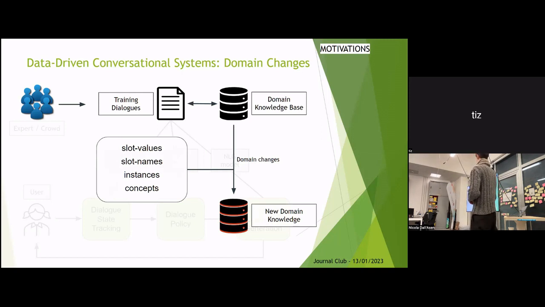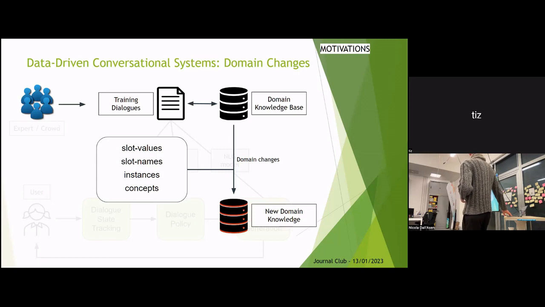So if we are not interested anymore in the area of the restaurant, but we are interested in whether it has internet or not, for example. We can have a change in the instances: a restaurant closes down and another one opens up. Or a change in concept. So we are not interested anymore in restaurants, and now we are interested in hotels.